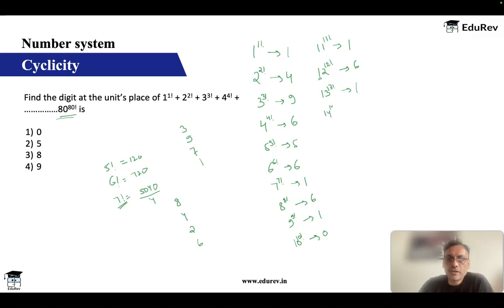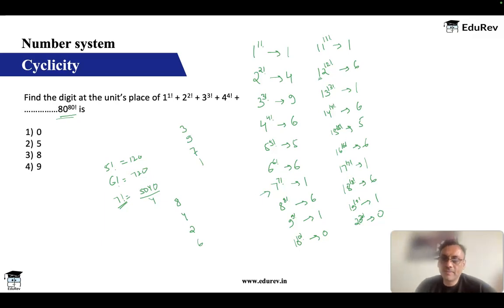Then 14 to the power 14 factorial is 4. So 4 will give you 4 and 6. 15 to the power 15 factorial will always give you 5. 16 to the power 16 factorial will always give you 6. 17 to the power 17 factorial. Now 17 factorial again is a multiple of 4, so fourth power, same as this one. So it will be 1. 18 to the power 18 factorial. This again should give you the same because 8, so 6. Then 19 to the power 19 factorial, same, you will get 1. 20 to the power 20 factorial, you will again get a 0.